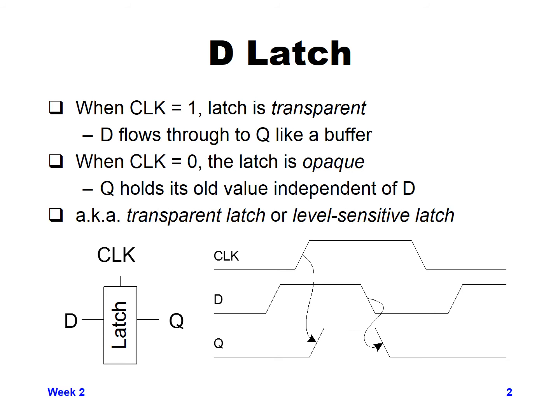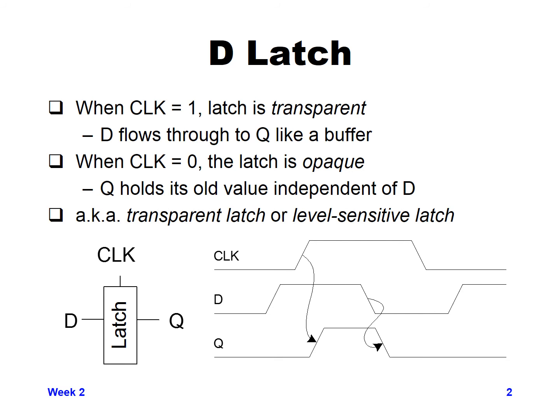So if D changes from 0 to 1 when clock is high, the output Q will change from 0 to 1, and vice versa. If D goes from 1 to 0, Q will go from 1 to 0 as long as clock is 1. Now when clock is 0, the latch is opaque. In other words, it doesn't allow D to go through to Q.